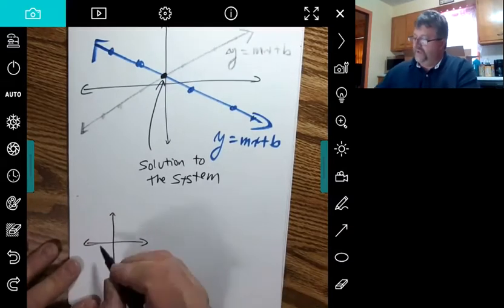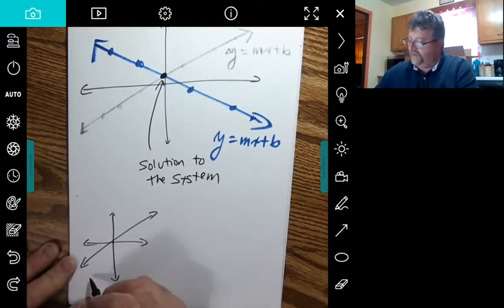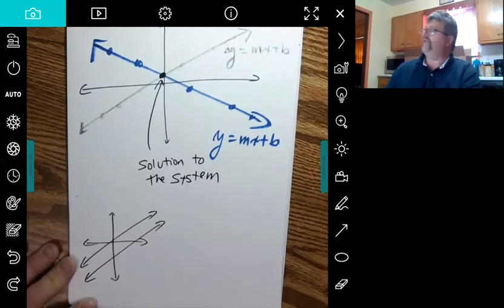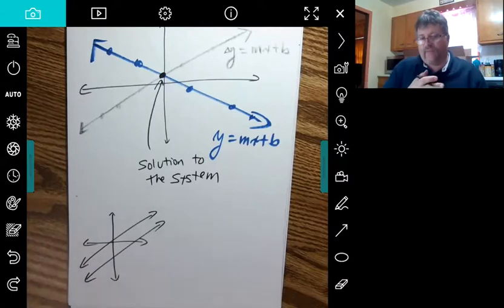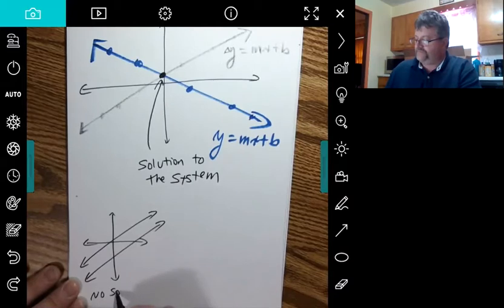Here I've got another one. If I have one line that looks like that, and I have another line that looks like that, we call those lines parallel. They never cross. So if by solution I mean tell me where they cross, and they don't cross, this has no solution.